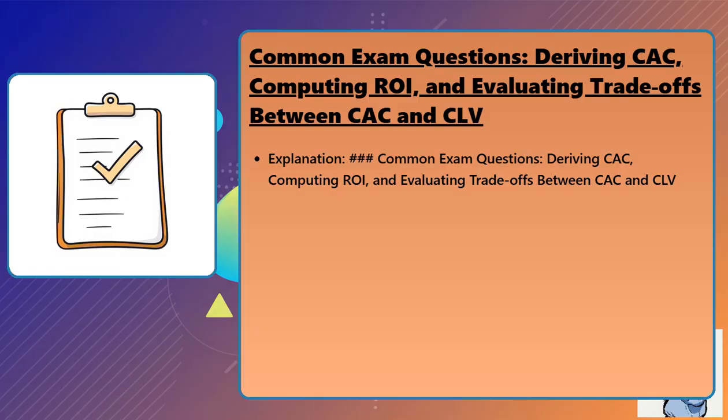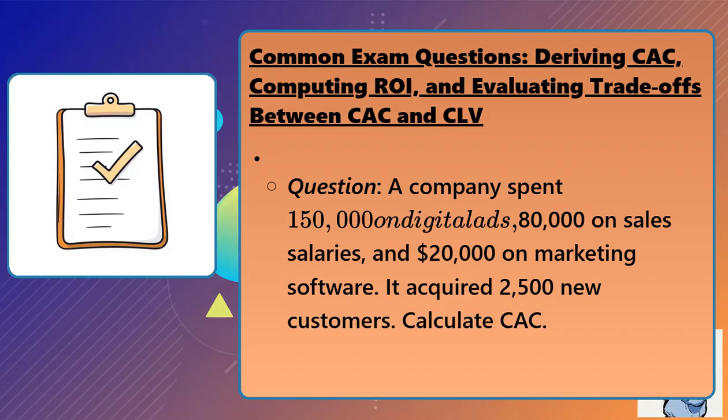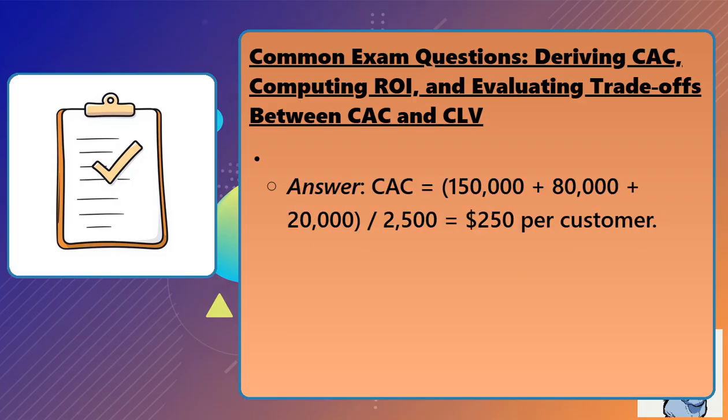Explanation: common exam questions: deriving CAC, computing ROI, and evaluating trade-offs between CAC and CLV. Type 1: deriving CAC. Question: a company spent $150,000 on digital ads, $80,000 on sales salaries, and $20,000 on marketing software. It acquired 2,500 new customers. Calculate CAC. Answer: CAC equals (150,000 plus 80,000 plus 20,000) divided by 2,500 equals $250 per customer.